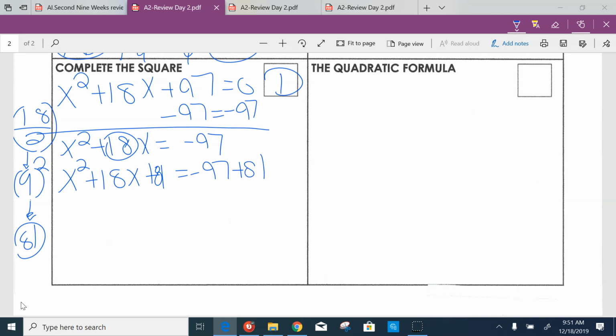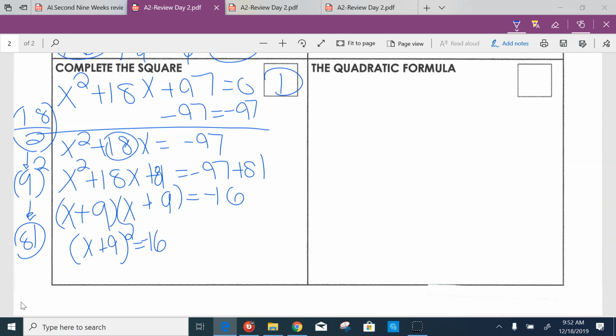When I do that, I need to now factor the left side. I need two factors that multiply to 81, add up to 18, positive on both ends, so it's x plus 9. Negative 97 plus 81 is negative 16. So on the left, I have the factor of x plus 9 times itself equaling negative 16. I'll go ahead and just solve this. Let me rewrite it over here to make some space. So I have x plus 9 in parentheses squared equaling negative 16.